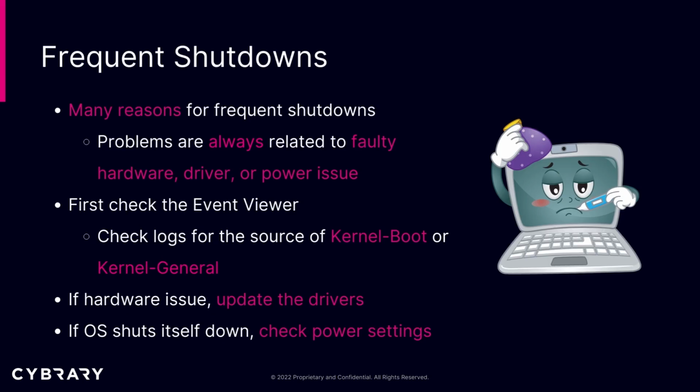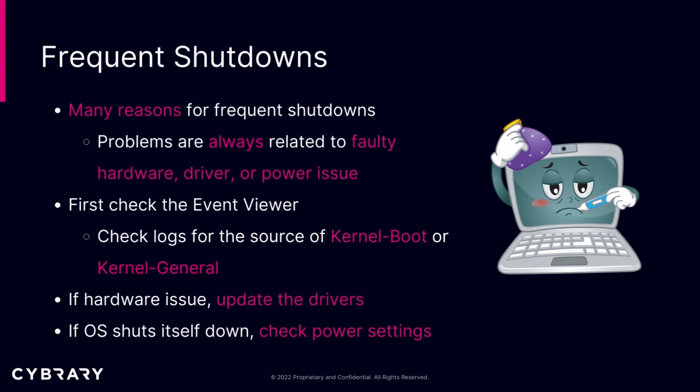Frequent shutdowns. There are many reasons why your computer may randomly turn off or shut down without warning. The problem is always related to faulty hardware or a faulty driver, but sometimes it can be as simple as tweaking your advanced power settings. First, check the event viewer. Look through the logs to see the source of the off, kernel boot or kernel general error. The entries will help you identify if the operating system was shut down properly or if it just suddenly lost power. Anytime the operating system is shut down, the kernel will log an entry. And when it's powered back up, it will also log an entry to that event as well.